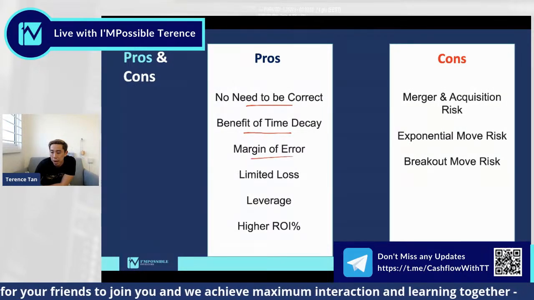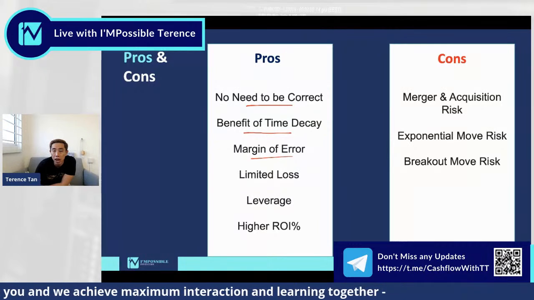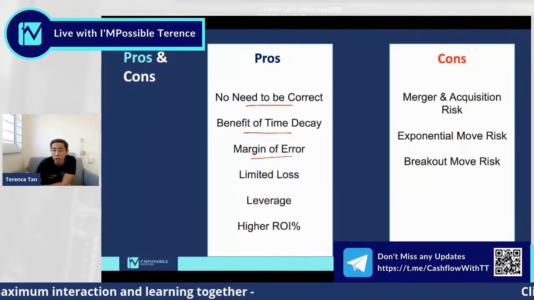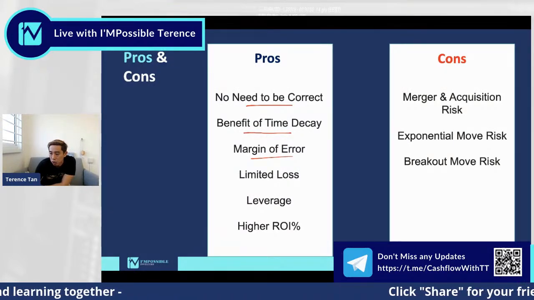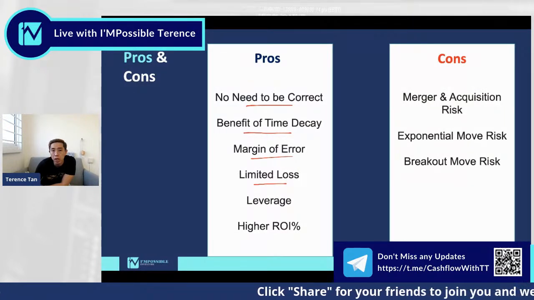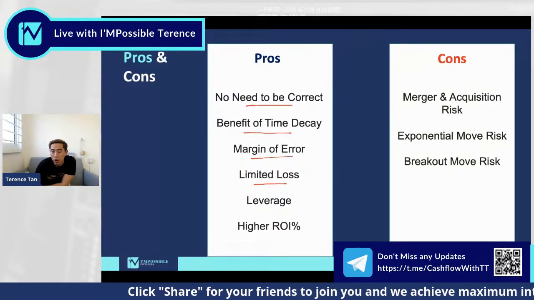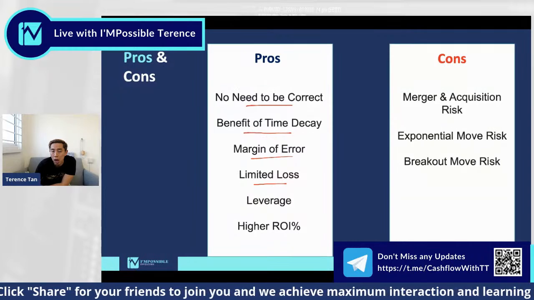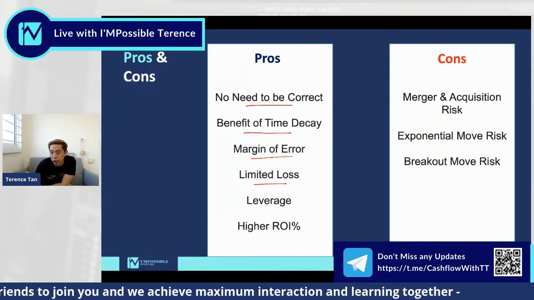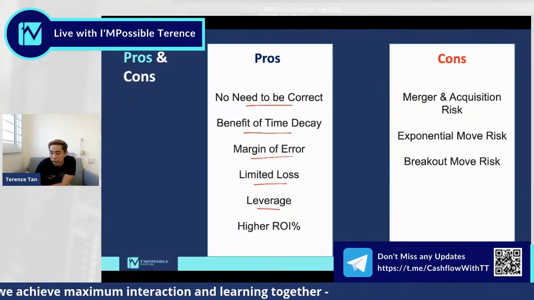Okay, next, there's a margin for error, which means you don't have to be correct in order to win on this trade. Now, there's also today, with this strategy, a limited loss concept. I can decide how much I want to lose from the very beginning of the trade itself. Now next we get the leverage.